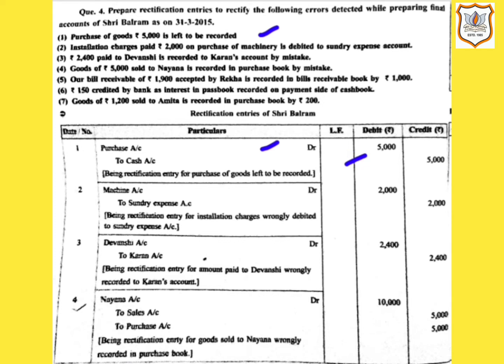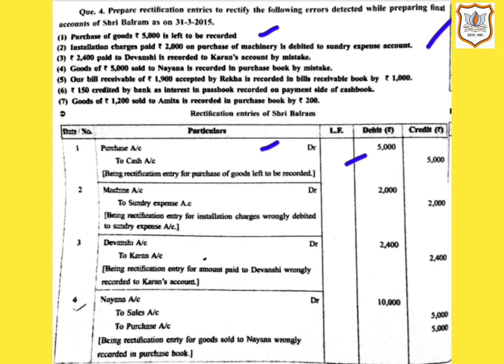So here the correct journal entry for this transaction would be purchase account debit to cash account. Now let us see the next one. Here installation charges paid rupees 2000 on purchase of machinery is debited to sundry expense account. What type of error is this? This is an error of principle.